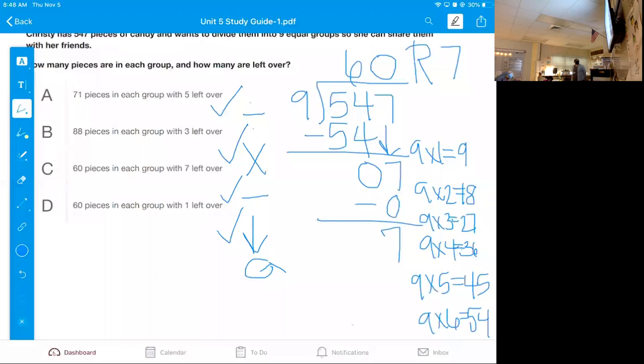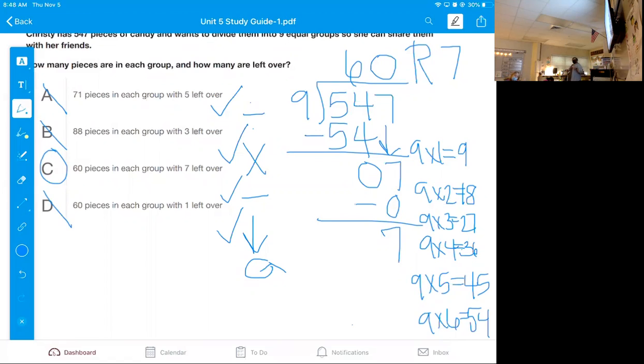So I need to look at my answer choices and see which one has that. So looking over here, does A have 60? No. Does B? No. Does C? Yes. Does D? Yes. So we know it can't be A or B. Now we got to see which one has the right leftovers, the remainder. So does C have 7 left over? Yes. Does D? No. So that narrows it down, and I know it's C.